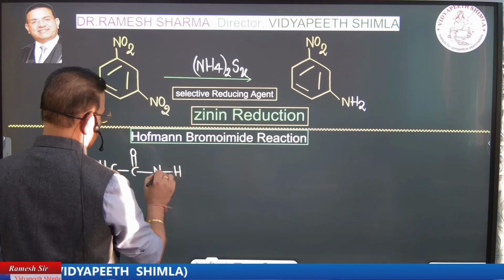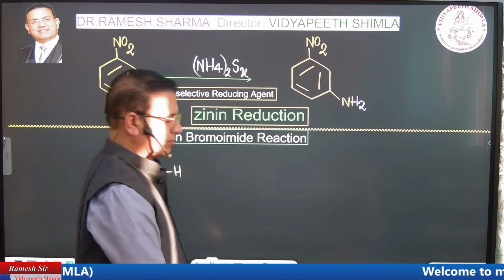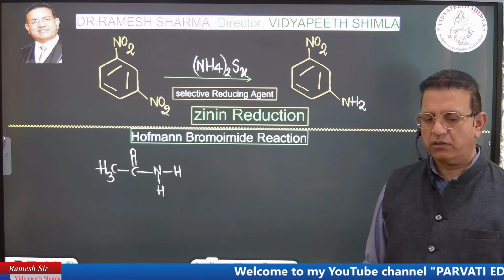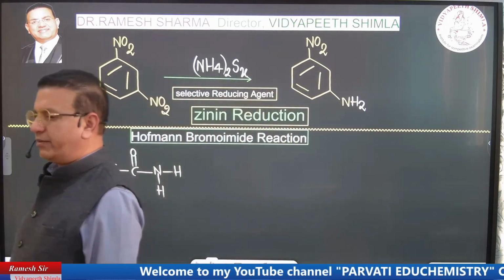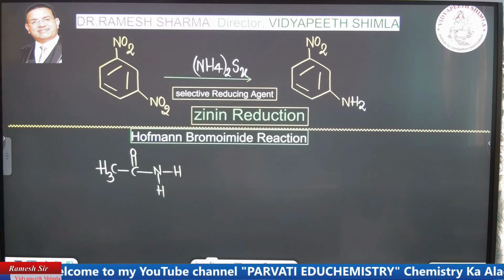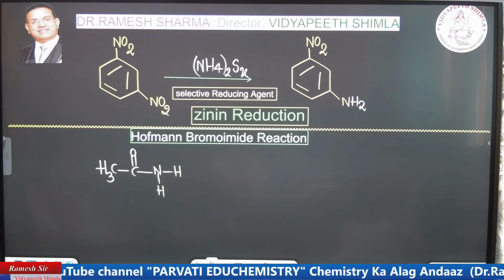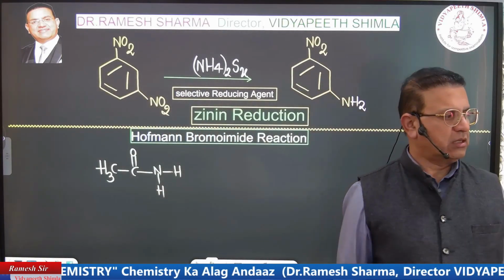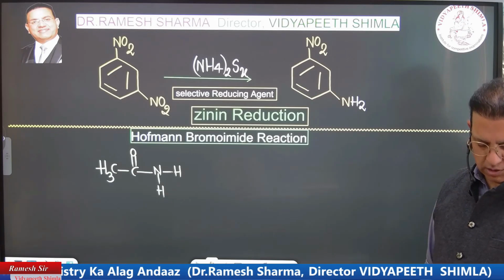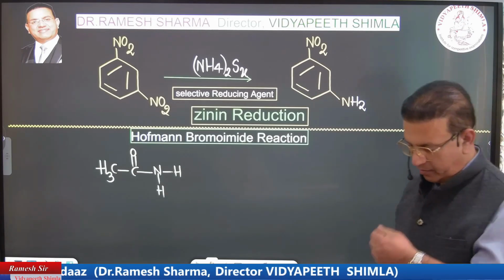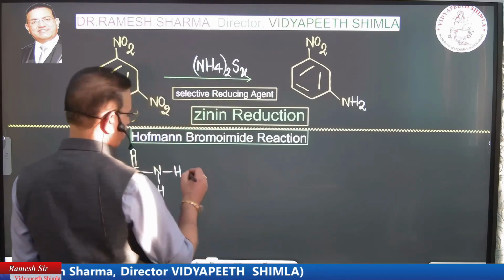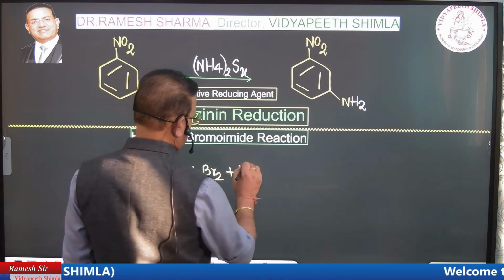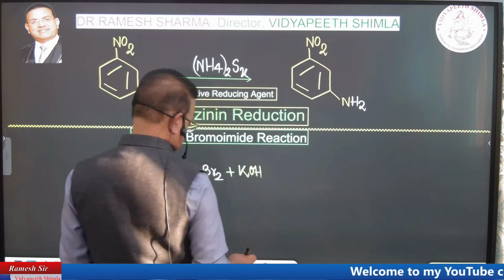We did the Arndt-Eistert synthesis last time. We did last time Curtius rearrangement. We did last time Schmidt reaction, where there was Wolff rearrangement. So you treated with bromine in basic medium.